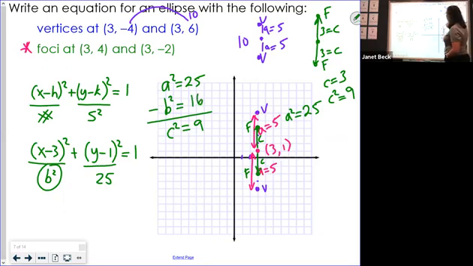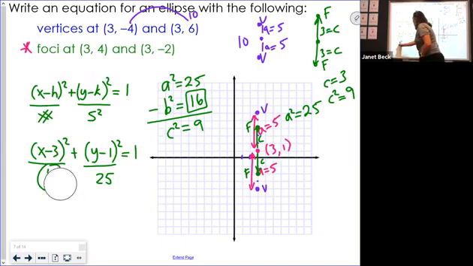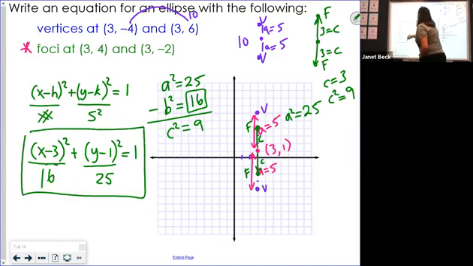16? 25 minus 16, yes, that works. So my B squared is 16. That's what goes here. Don't go squaring it or square rooting it. We actually want B squared itself. Done.